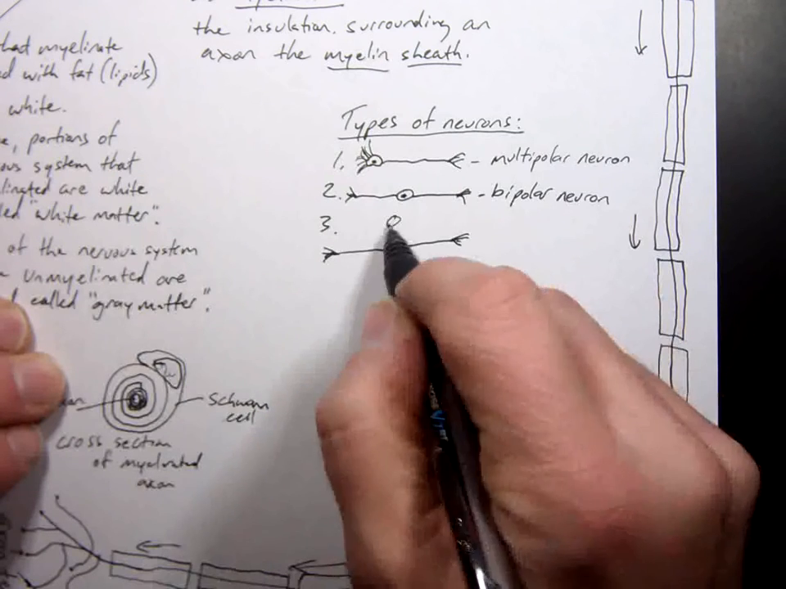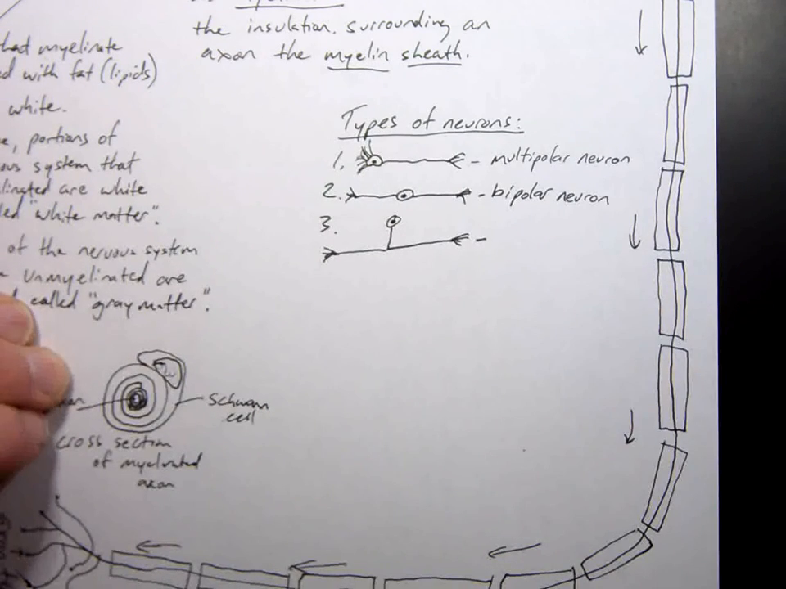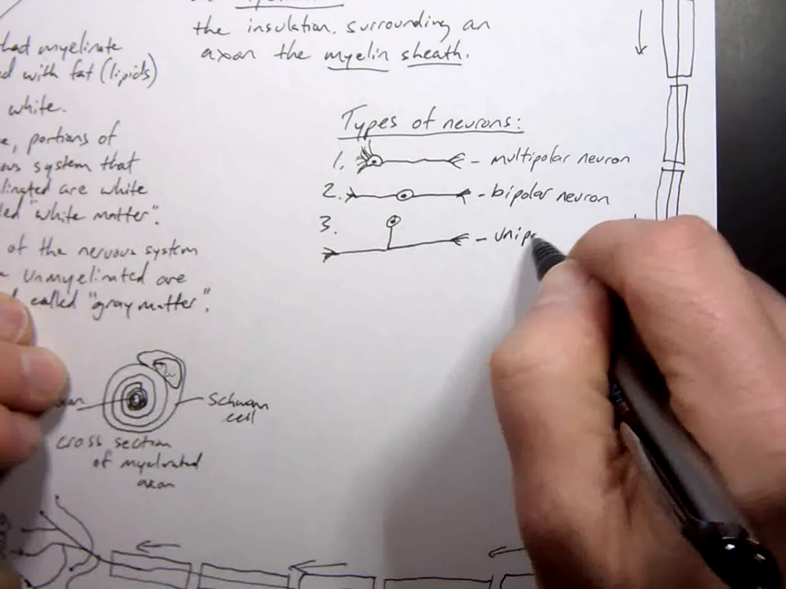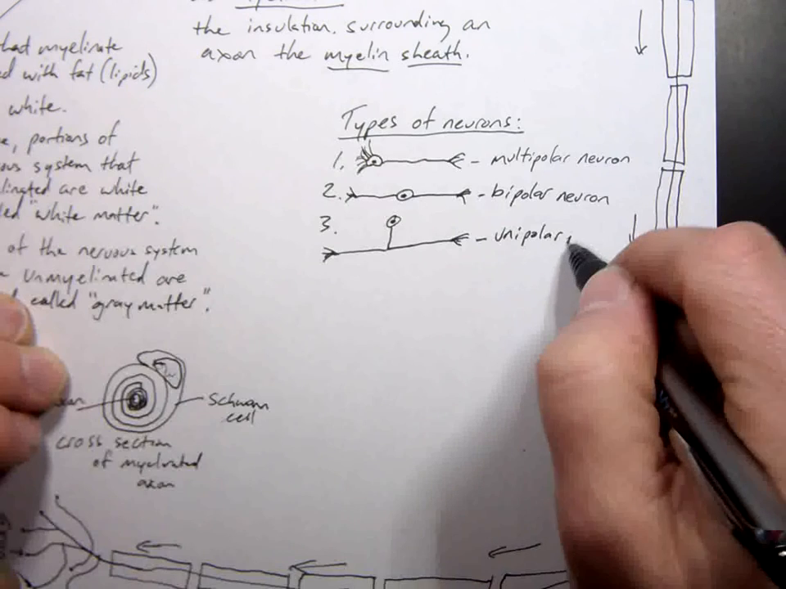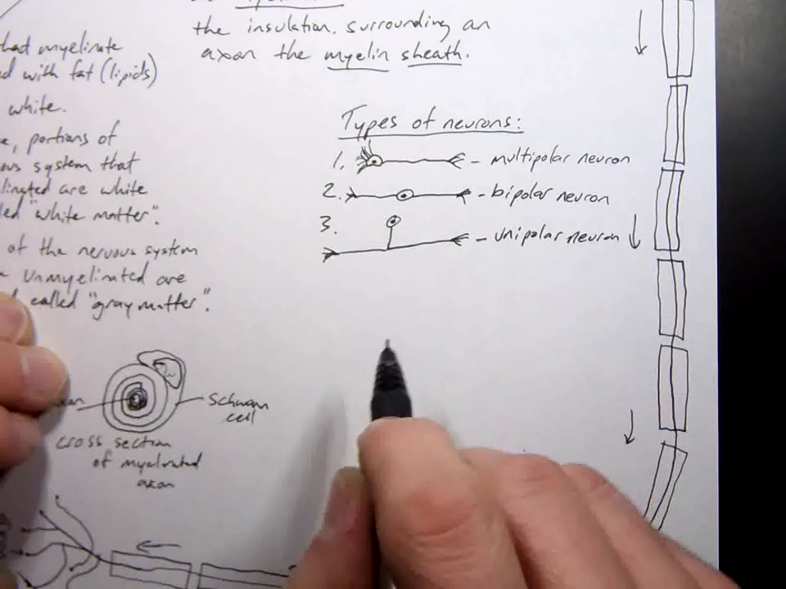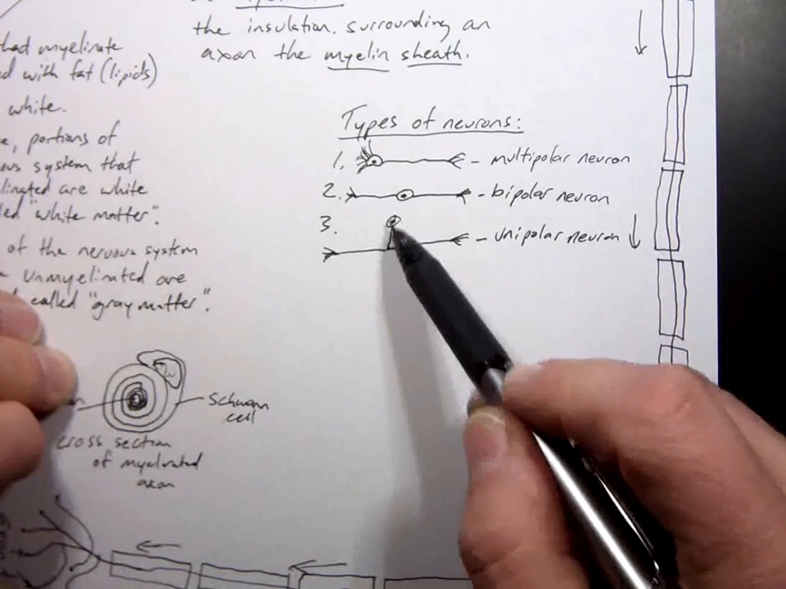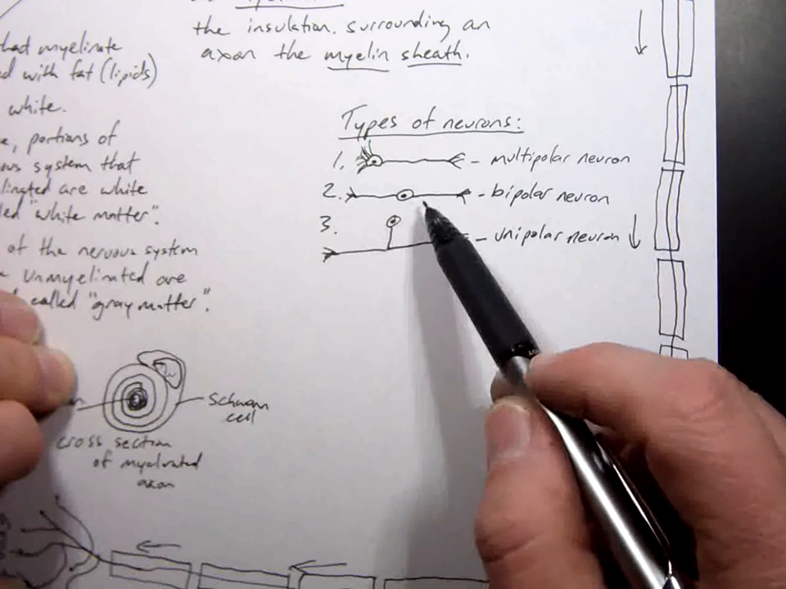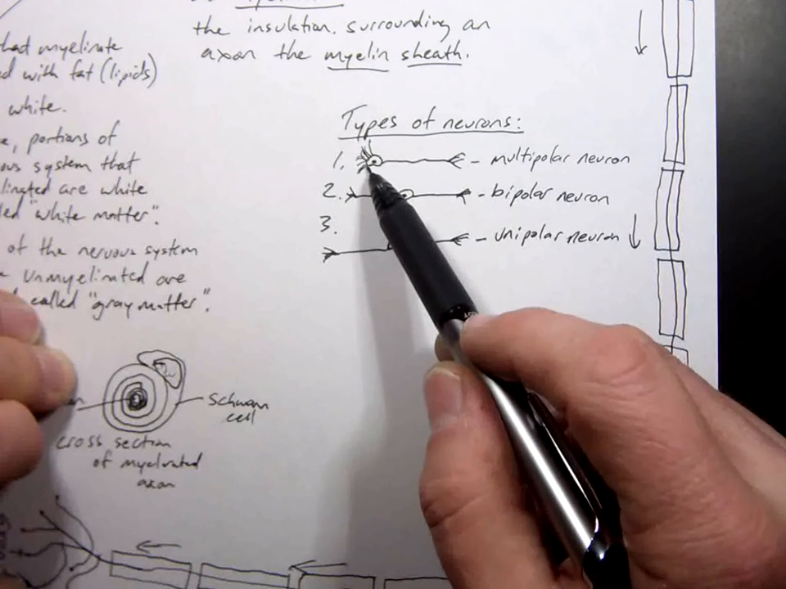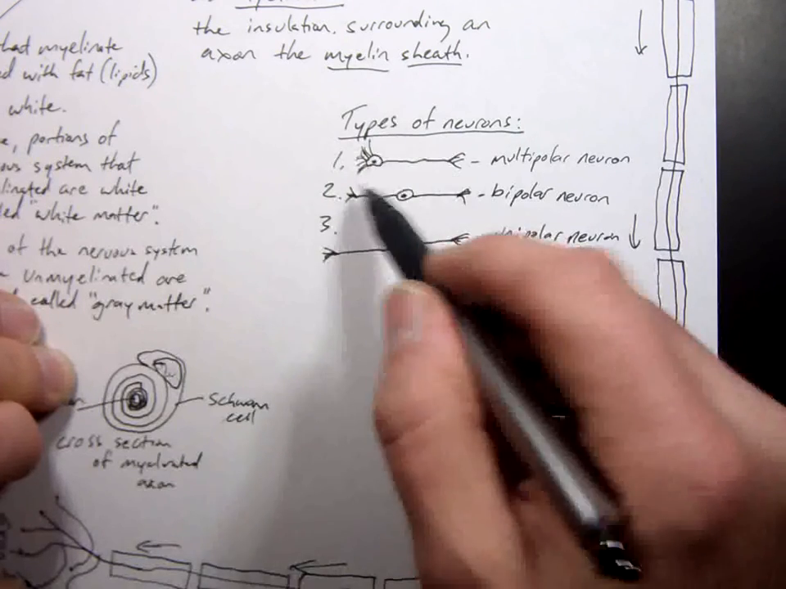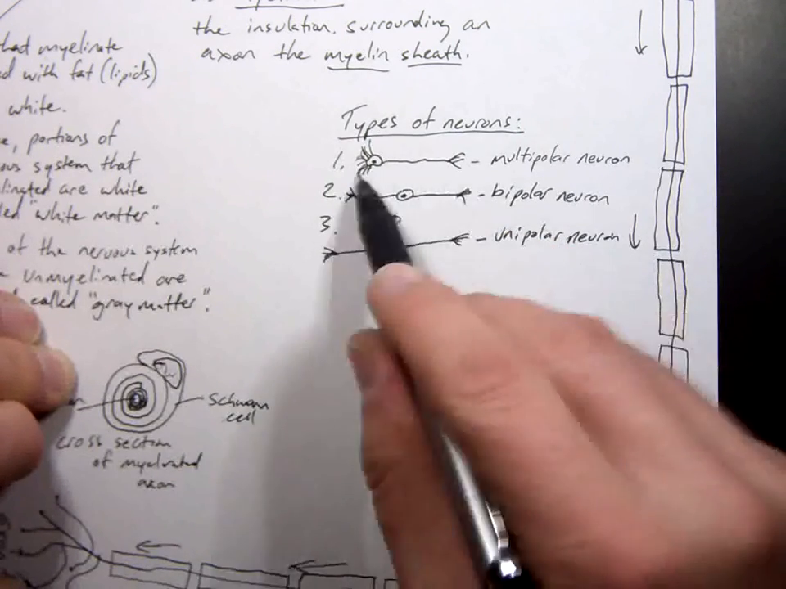Then this guy right here. What do you think he's going to be called? That is a unipolar. Did you pick up on the pattern? They are named for the number of connections to the soma. This one has just one. This one has how many? Two. And this one has many, as the dendrites come directly out as a whole bunch of bundles attached there to the soma.